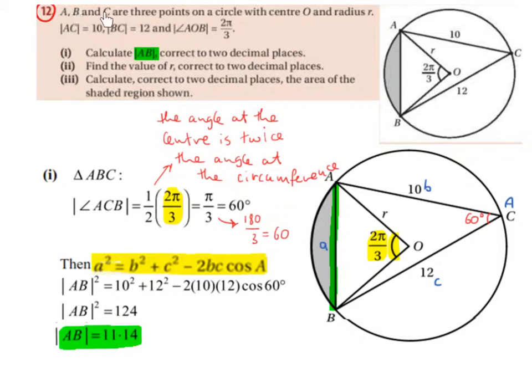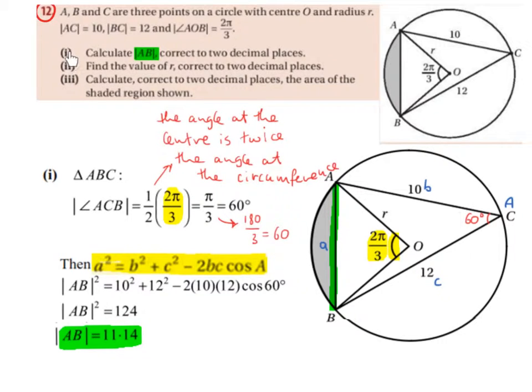A, B and C are 3 points on a circle with a centre O and radius R. The distance from A to C is 10. The distance from B to C is 12. And the angle AOB is 2 pi over 3.